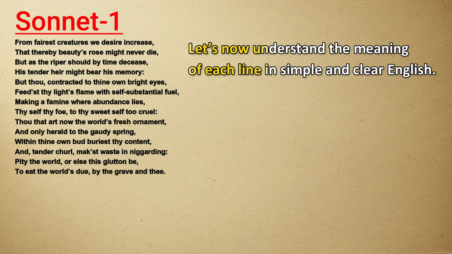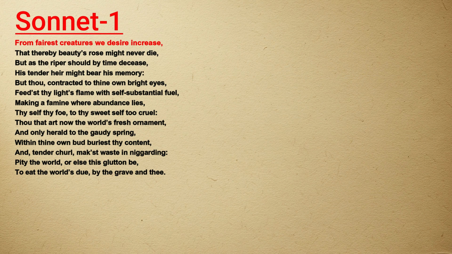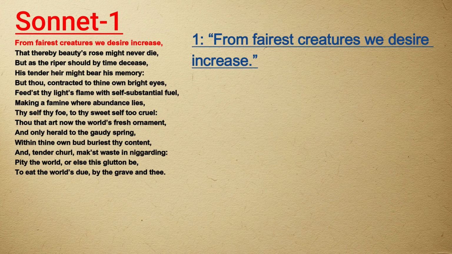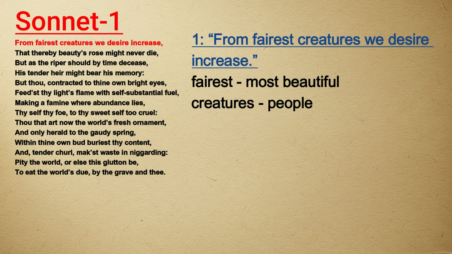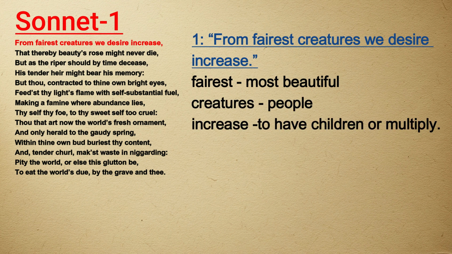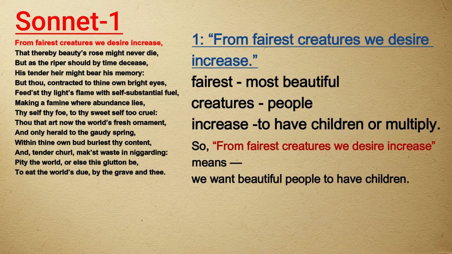Let's now understand the meaning of each line in simple and clear English. Line 1. From fairest creatures we desire increase. Here, fairest means most beautiful, creatures means people, and increase means to have children or multiply. So, from fairest creatures we desire increase means we want beautiful people to have children.